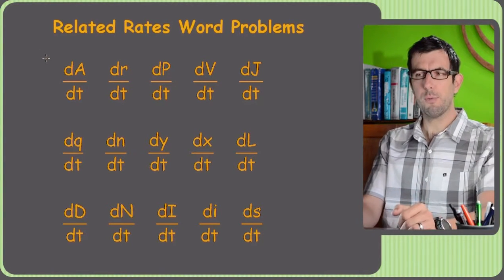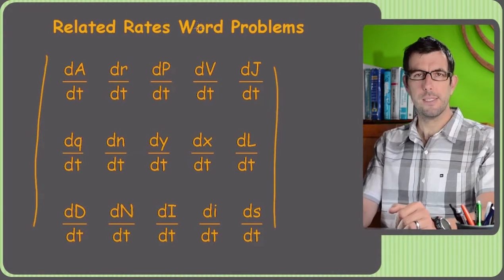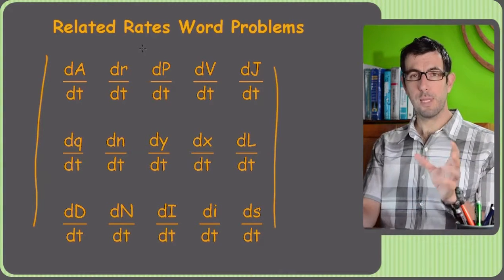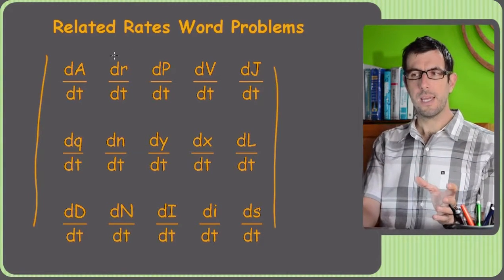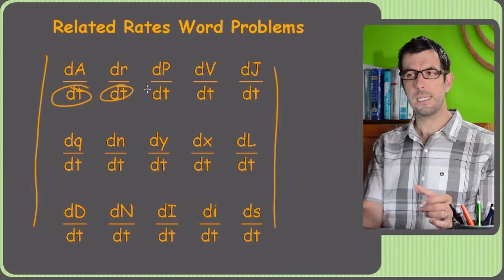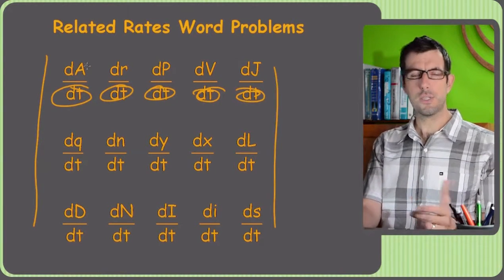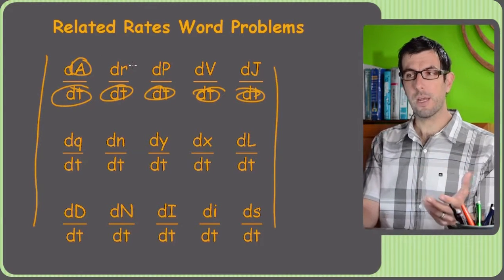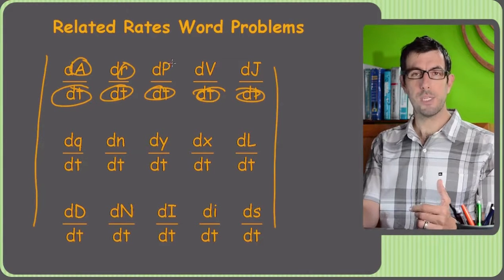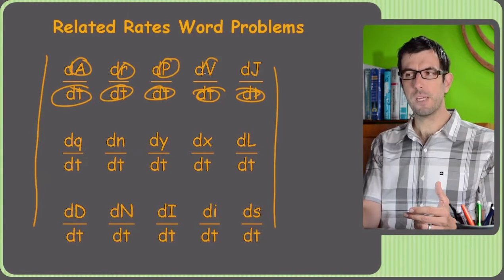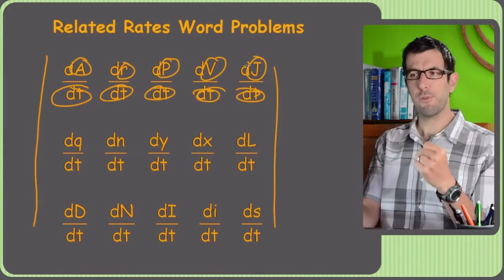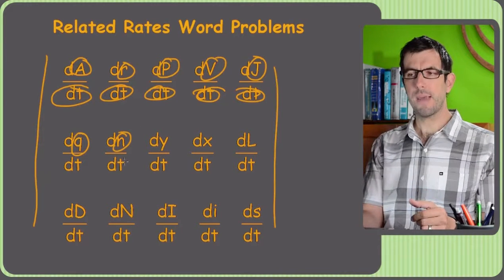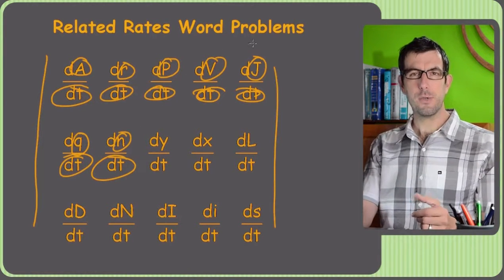The reason I put this incredible block of letters here is to drill home the thing I'm going to keep drilling, which is that whenever you're doing a related rates problem, all the derivatives have a dt downstairs. You notice these letters are ones I made up. dA dt could mean the rate of change of area. dr dt could be the rate of change of radius. P could be pressure, V could be volume, J could be javelin throws, Q could be quantity, N could be number of things. But because they have t downstairs, that means the units are going to be in time.